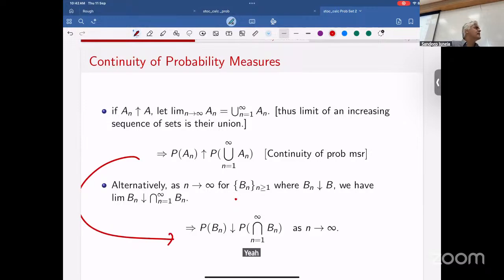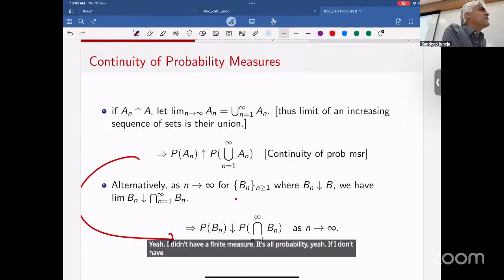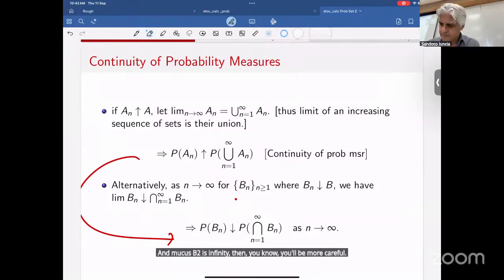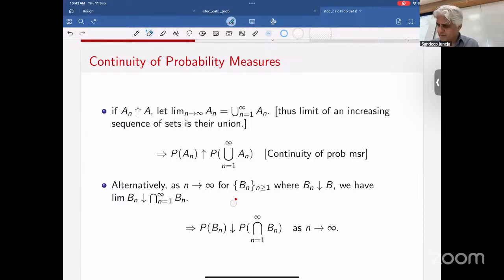Yeah. The reason it implies this is because my measure is finite. If I didn't have a finite measure, then you have to make some more assumptions. If my underlying measure mu of B_1 was infinity and mu of B_2 was infinity, then you have to be more careful. Spoken like a guy who's already done measure theory.